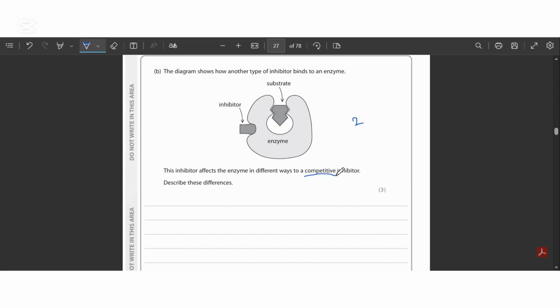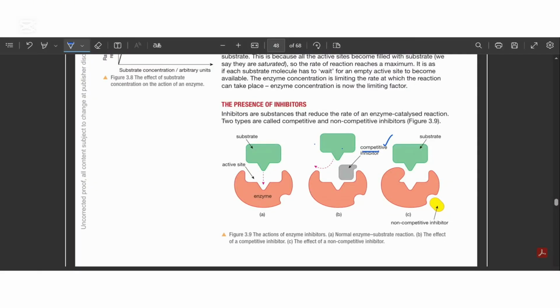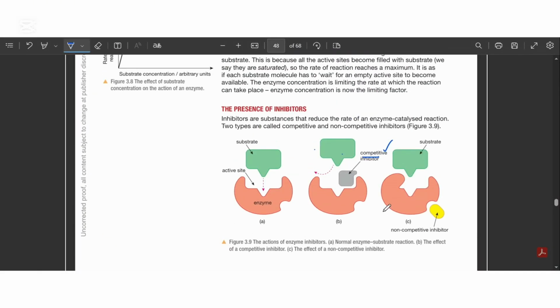So let us move back to the discussion phase. Over here, we have two types of inhibitor. One is a competitive and one is a non-competitive inhibitor. So as you can see over here, this one matches with the diagram in the question. This one was for the diagram, which is the first one, which is the competitive inhibitor. Here for the non-competitive inhibitor, as you can see.